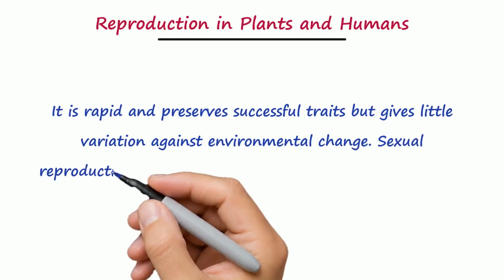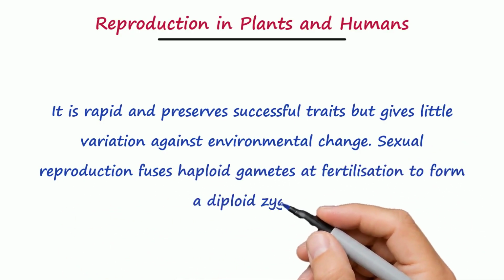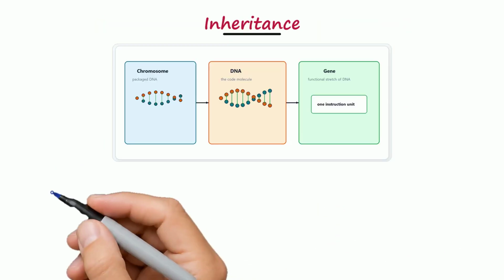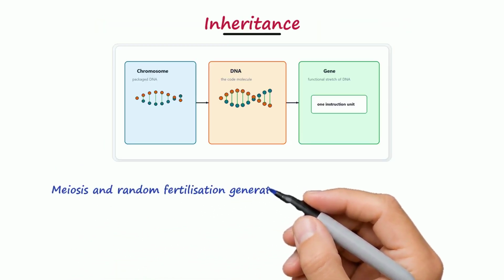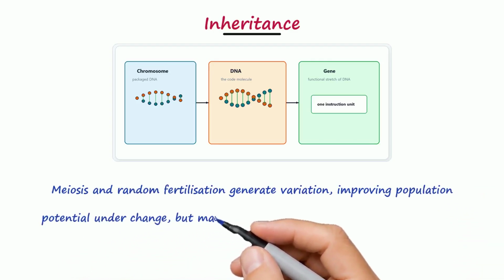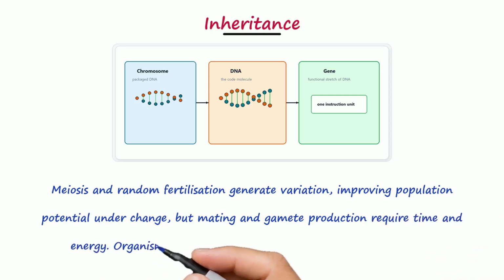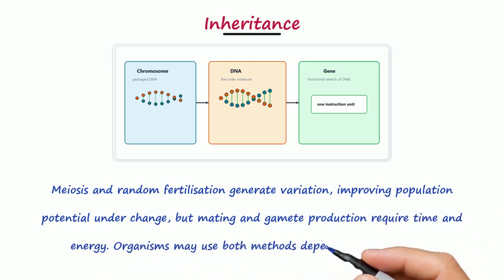Sexual reproduction fuses haploid gametes at fertilisation to form a diploid zygote. Meiosis and random fertilisation generate variation, improving population potential under change, but mating and gamete production require time and energy. Organisms may use both methods depending on conditions.